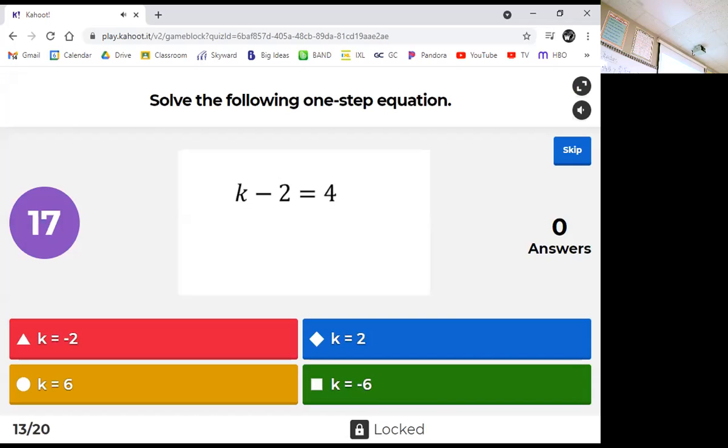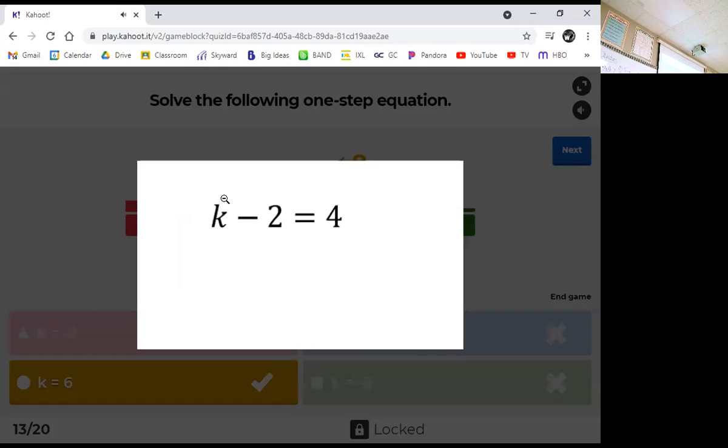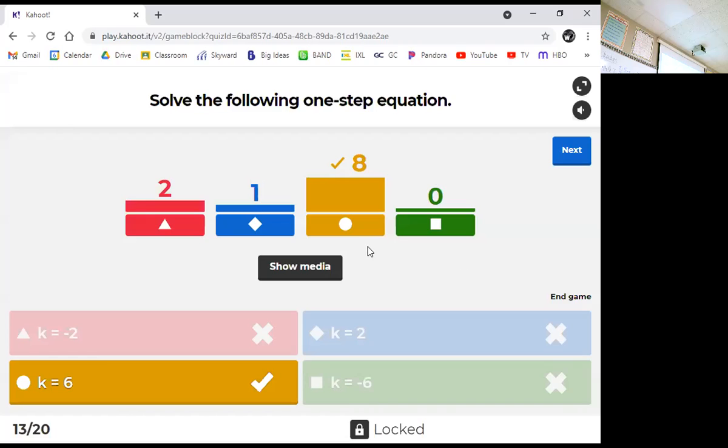K minus 2 equals 4. Think to yourself, what minus 2 would give me 4? It is 6. 6 minus 2 is 4. We're still confused on this. Now, the opposite of a -2 is a +2. So I'm just going to add 2 to both sides. That's where I get 6. Use inverse operations. This should be K equals 6.